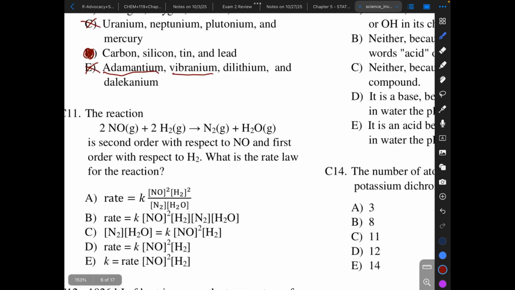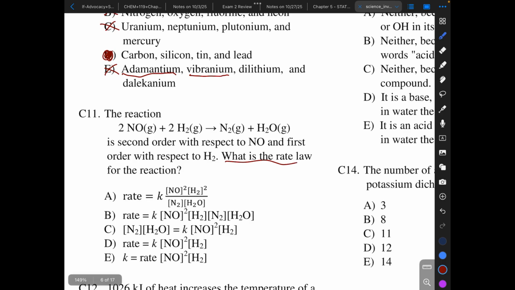For number 11, we're asked to find the rate law for the reaction. So how do we do rate laws? The rate law is always going to say something like this. There's actually two types. This is the differential rate law. There's another one called the integrated rate law, which is a little bit more complex, but there's basically three orders you need to know: zero, first, and second. Here is a differential rate law. So we know the orders with respect to each element.